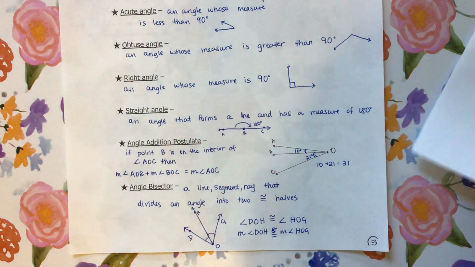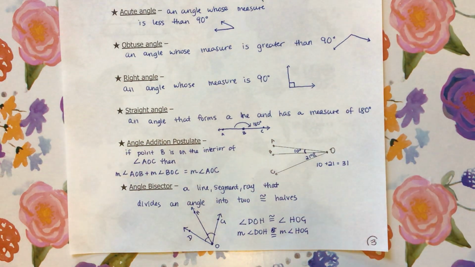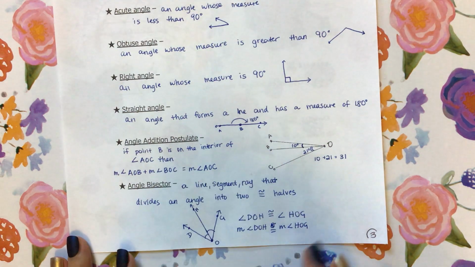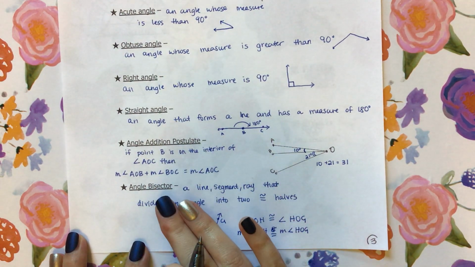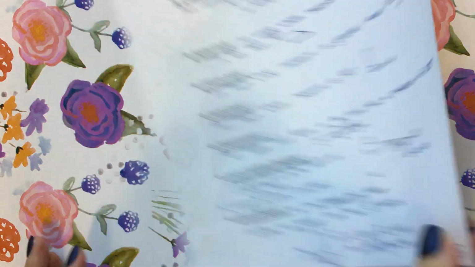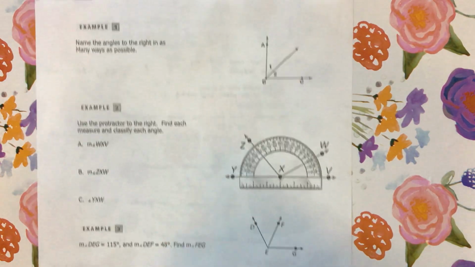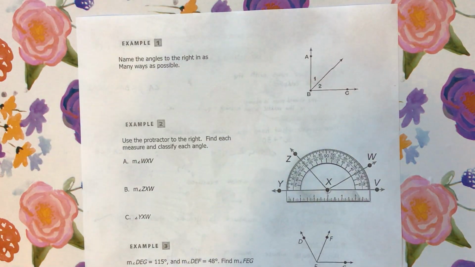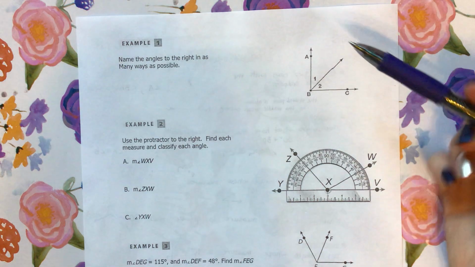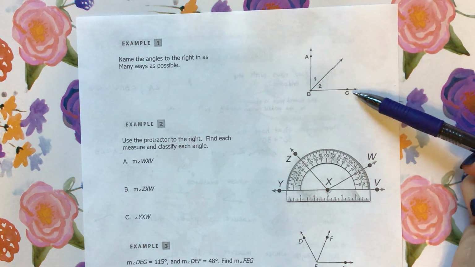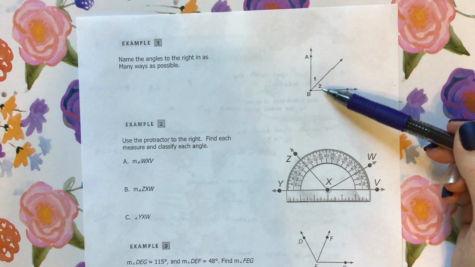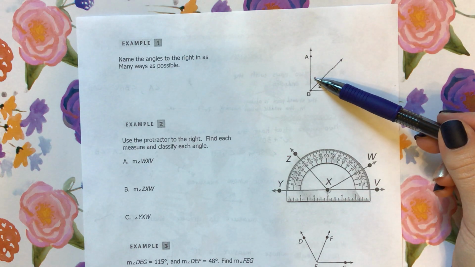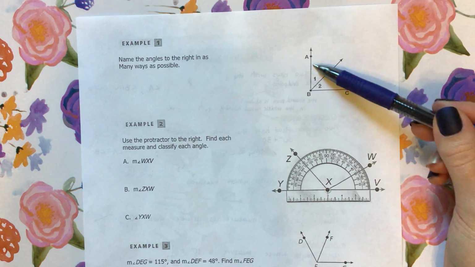That is everything as far as vocabulary goes, and hopefully quite a few of them you already knew and were familiar with, like adding things and bisectors, because you heard about that yesterday. Let's put it into a little bit of practice. So it says, name the angles to the right in as many ways as possible. All right. We have letters on the lines, and then we also have numbers within them. That's not saying that this is 1 degree. We're just calling this inside right here angle 1.